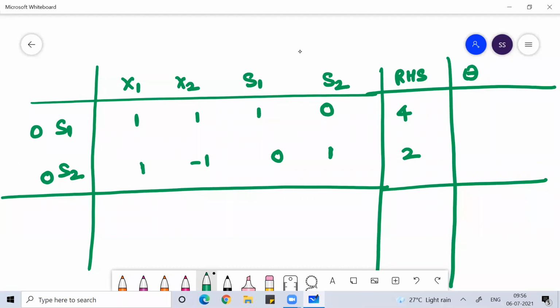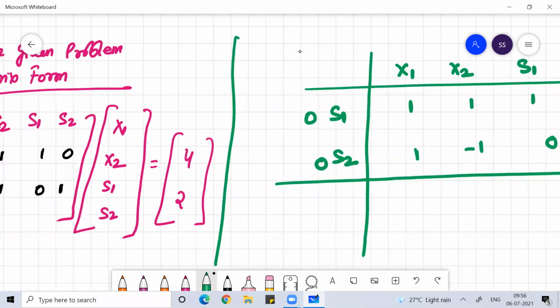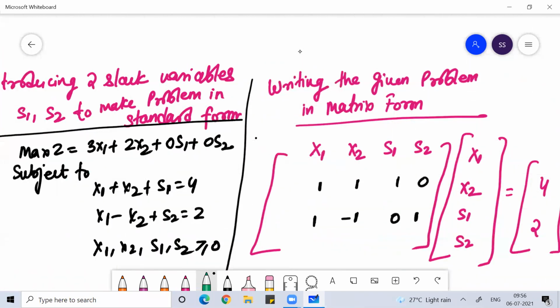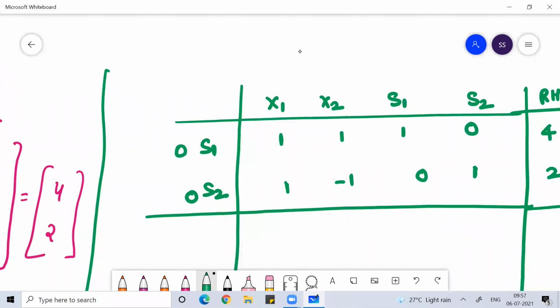Write down the coefficients of the objective function: 3, 2, 0, 0. This is called Ci.